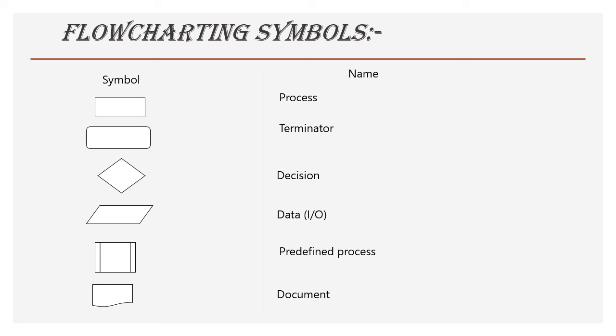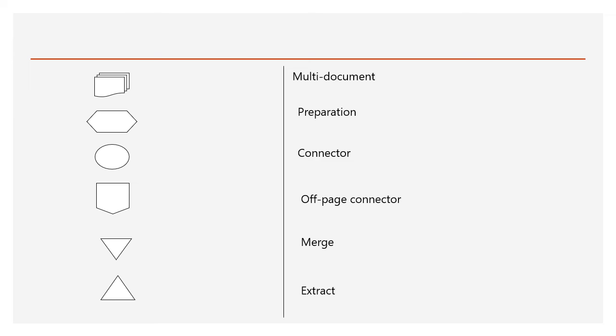Predefined process, a formally defined sub process. Then document, a document or a report. Whenever we need to generate a report or document, we use the document symbol. Multi document is the same as a document, but whenever there are multiple documents we use the multi document symbol. Preparation, a preparation or a set of process steps. Whenever there is a set of process steps or we need to prepare for it, we go for preparation.